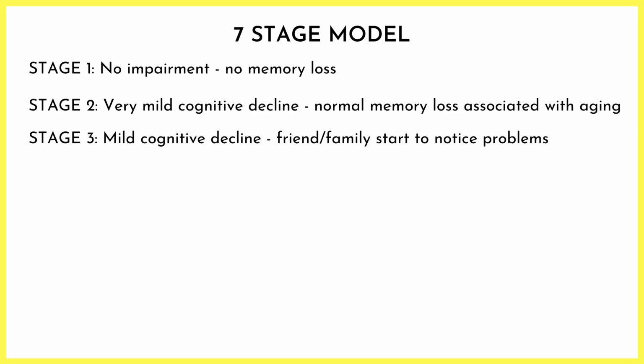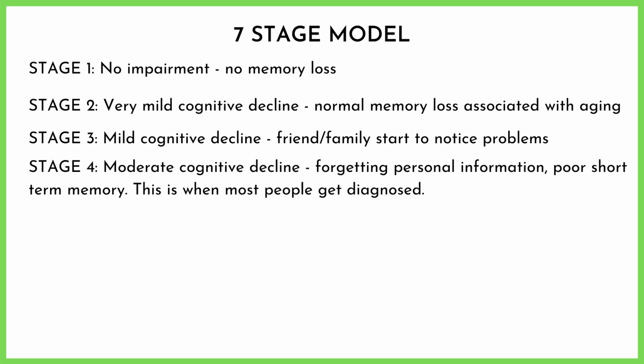In stage 3, mild cognitive decline. So this is where friends and family might start to notice there's some cognitive problems happening. In stage 4, moderate cognitive decline, this is typically where the disease gets diagnosed. There's poor short-term memory, they're forgetting more personal details, they're having difficulty with simple arithmetic. This is where family members really start to become concerned and a lot of the doctor's appointments start to happen.